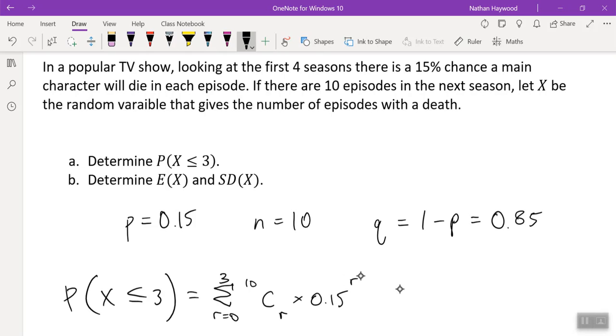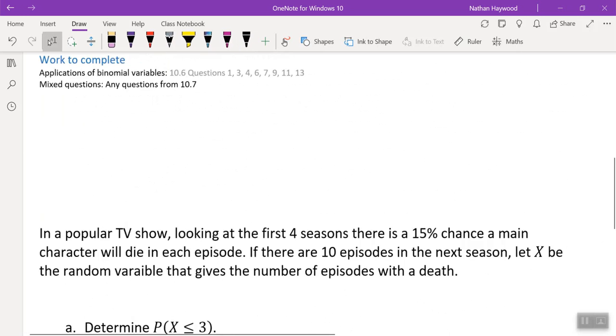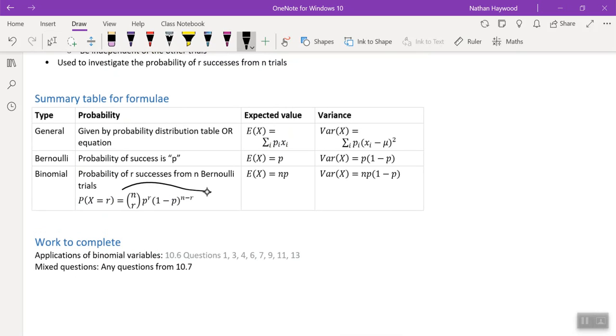0.15 to the power of R, times what's Q? 0.85 to the power of what? N minus R. Okay, so that's the equation. I've subbed in N, I've subbed in P, and I've subbed in Q. This is the equation we did last lesson.